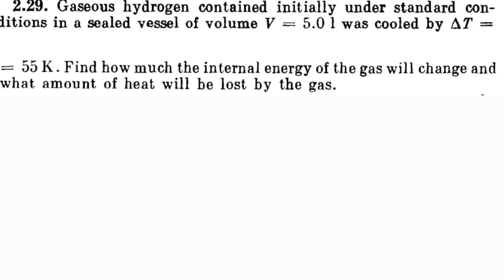So we are dealing with problem 2.29 in the I.E. Irodov solving series, and the problem is stating: gaseous hydrogen contained initially under standard conditions in a sealed vessel of volume 5 liter was cooled by 55 Kelvin. Find how much the internal energy of the gas will change and what amount of heat will be lost by the gas. So it is a very systematic and simple problem. If we look at it, then let's get started.